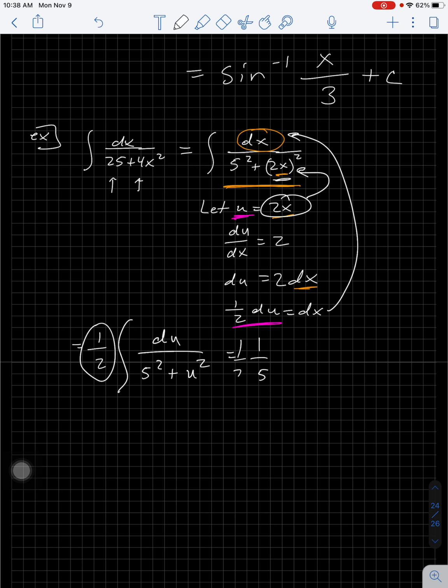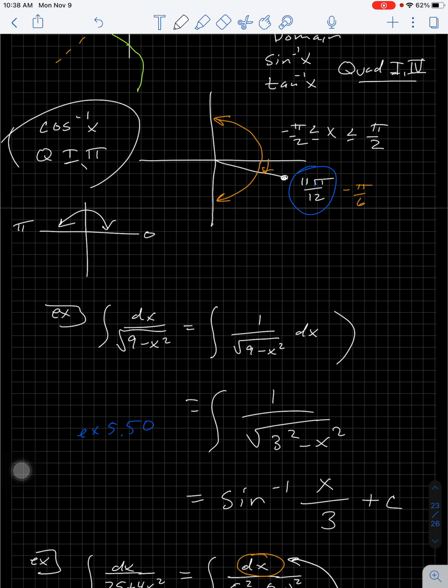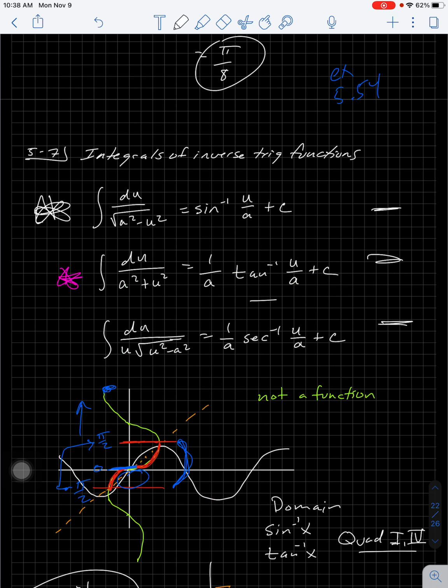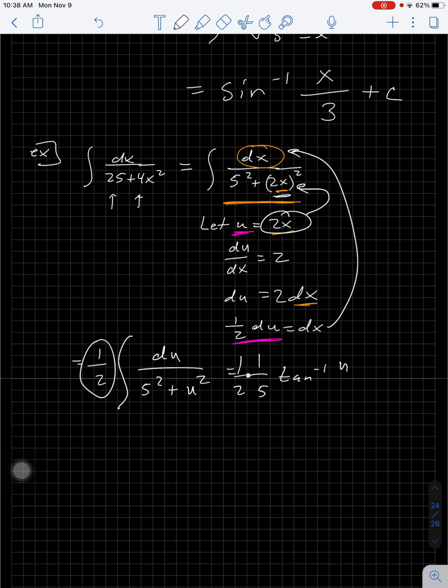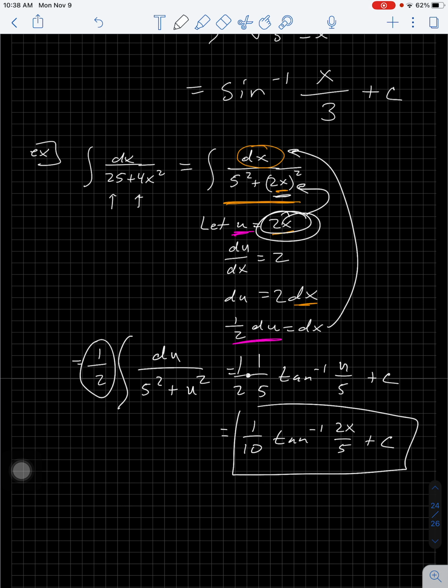Now don't forget this guy. I've got a 1/2 out here. Then I've got the 1 over 5 from the formula, my inverse tangent, and it says I'm going to take the inverse tangent of u over a. In my case a is 5, plus my c value. So this is going to be 1/10, and now you can substitute back in for u. So u was 2x, and that's your answer.